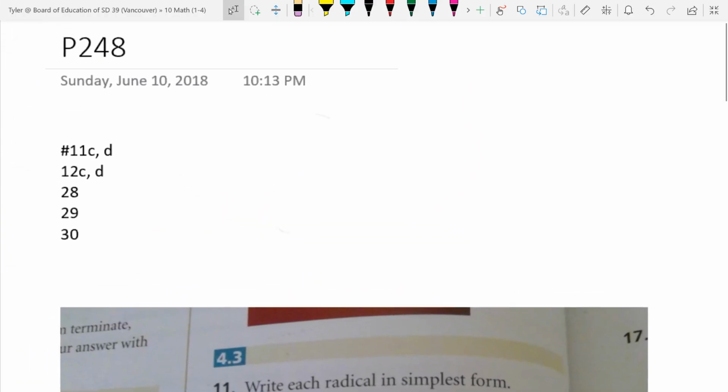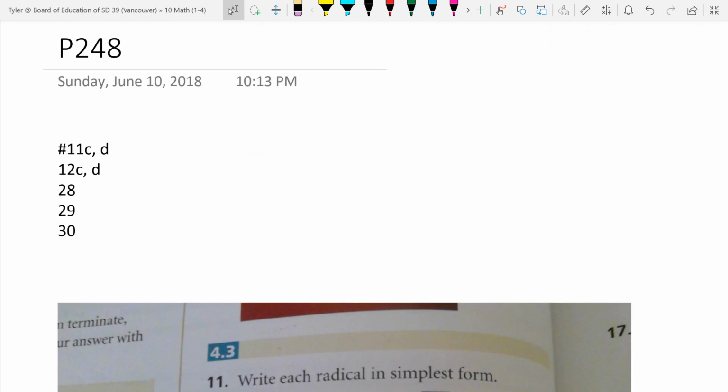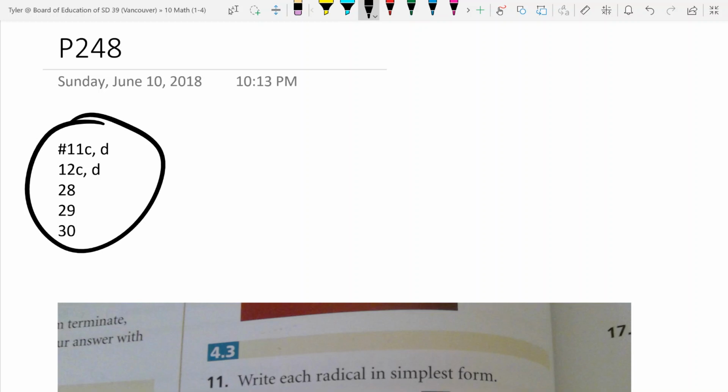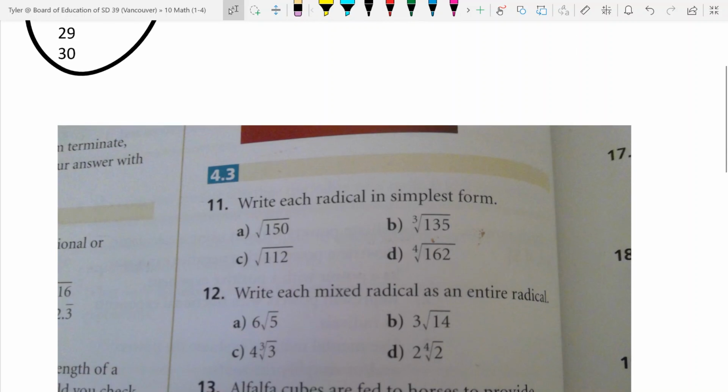All right, we're going to go through these questions on page 248. These ones right here. These are all rationals and exponent questions. All right, let's do these ones.